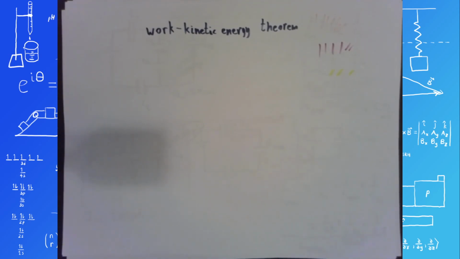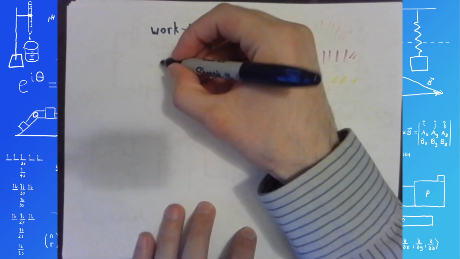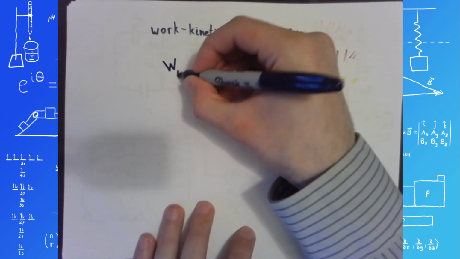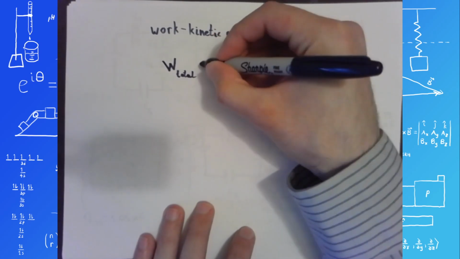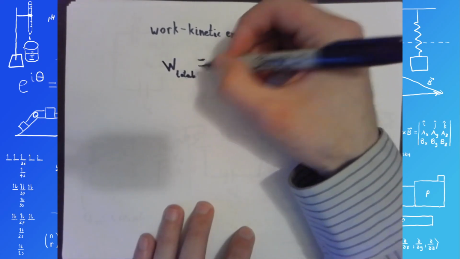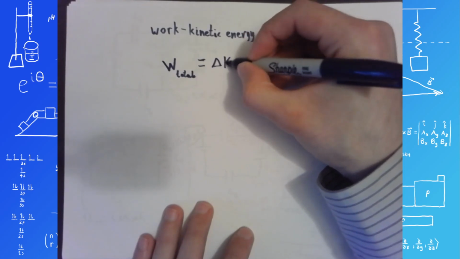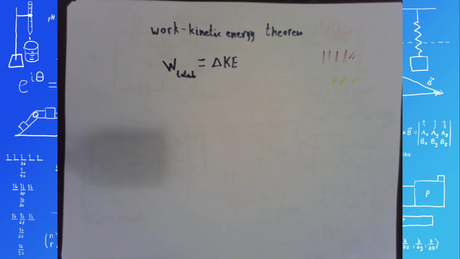Anyway, work kinetic energy theorem. So basically, what it states is that the total work, or the net work done on an object, whether you prefer the term total or net is up to you, but as long as you understand the concept, it doesn't really matter what you name it. Total work is equal to the change in kinetic energy of an object. Total work done on an object equals the change in that object's kinetic energy.